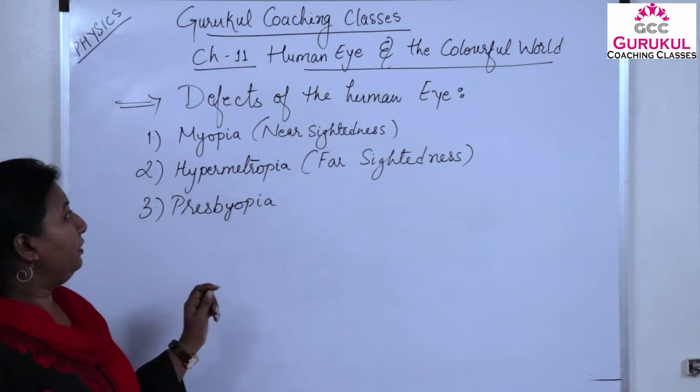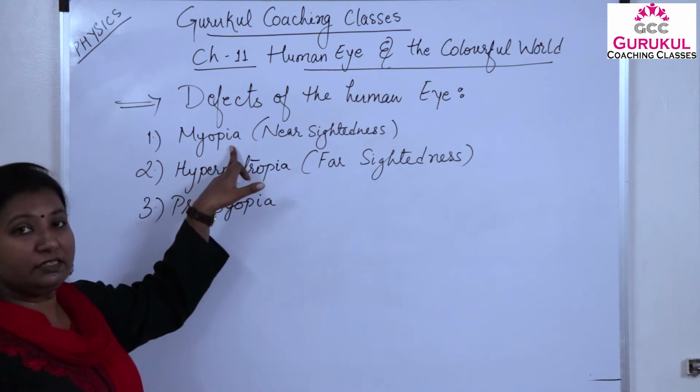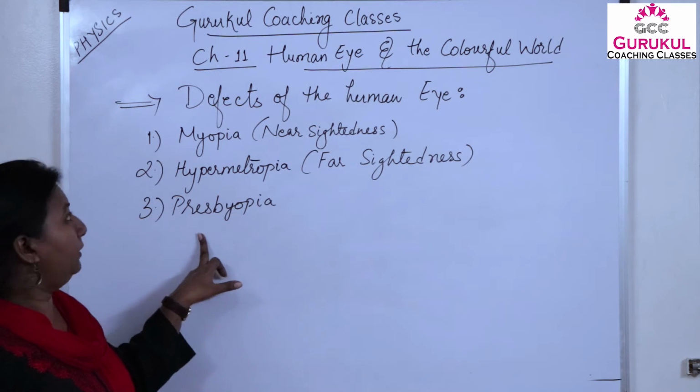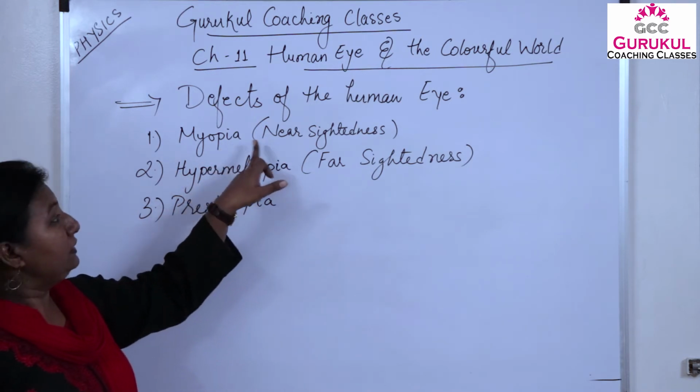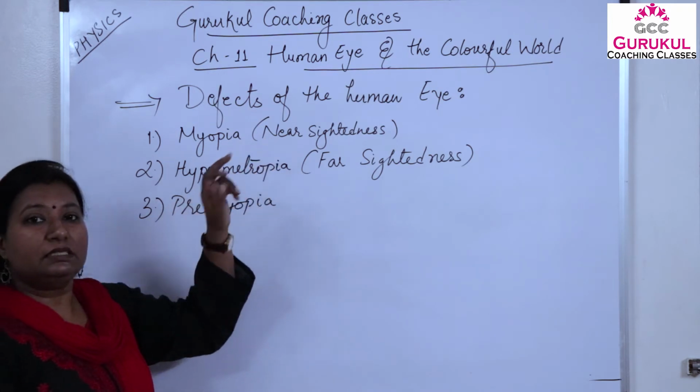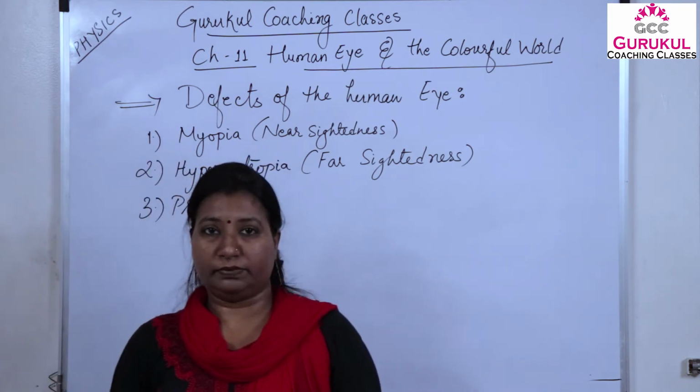So mainly we are having three defects of the human eye. First one is myopia, second is hypermetropia, and third one is presbyopia. Myopia means nearsightedness, right? In this defect, the person can see only the nearby objects.